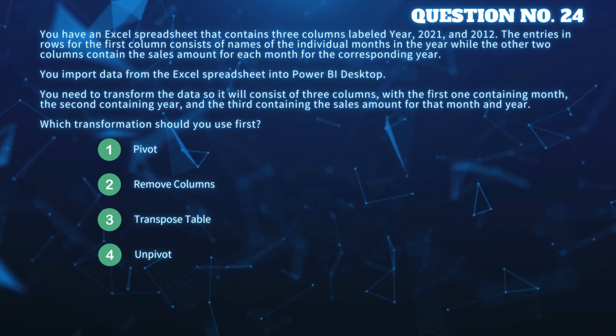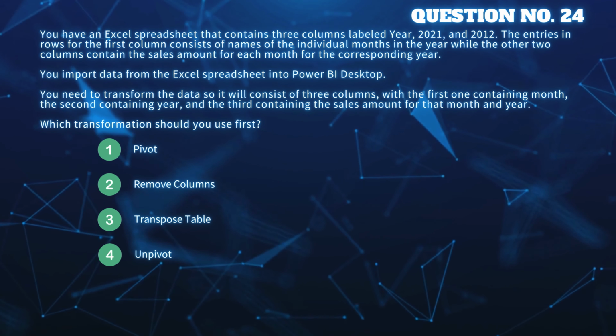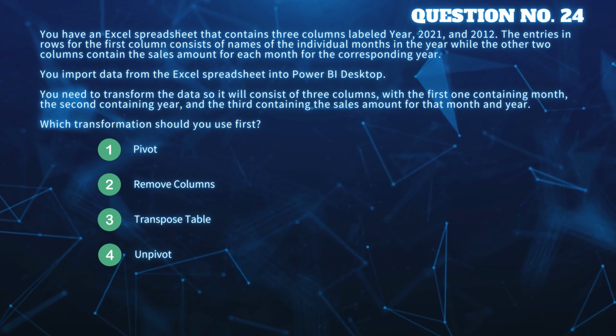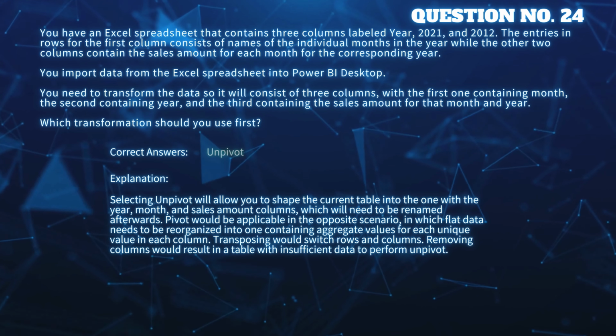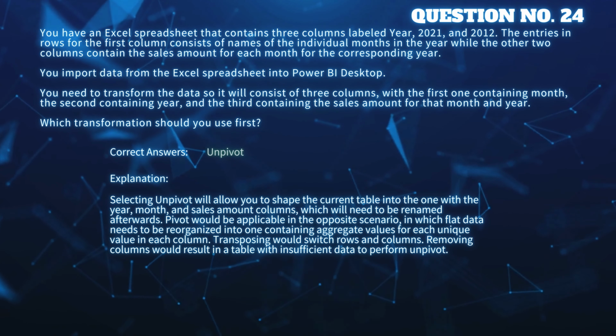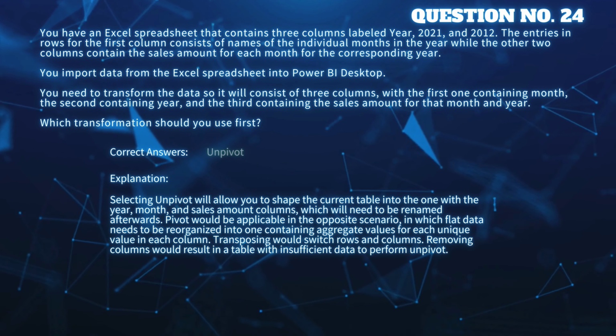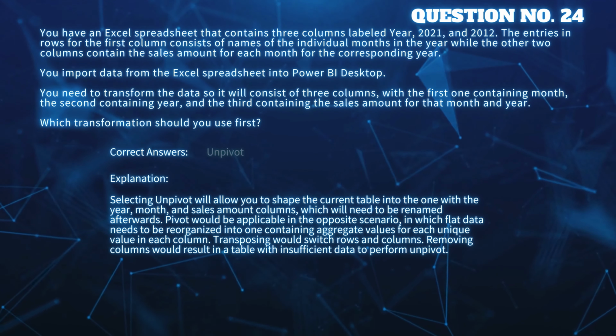Option 1, Pivot. Option 2, Remove columns. Option 3, Transpose table. Option 4, Unpivot. Correct answers: Unpivot. Explanation: selecting Unpivot will allow you to shape the current table into the one with the year, month, and sales amount columns, which will need to be renamed afterwards.